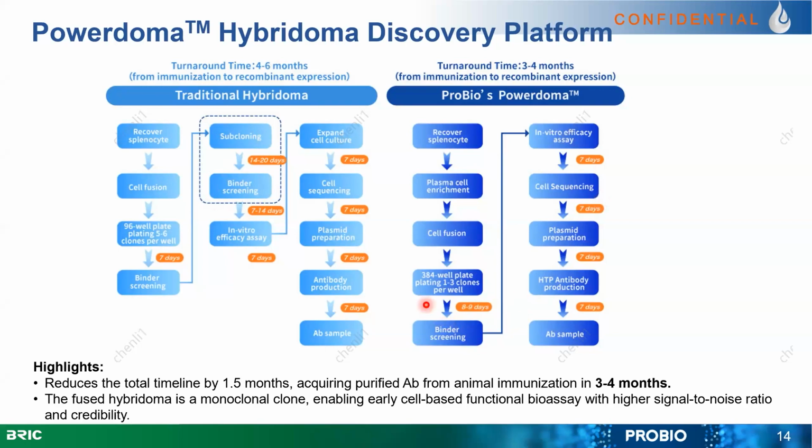Moreover, the monoclonal state strategy at the very beginning facilitates the supernatant-based in vitro efficacy screenings, enabling us to identify the functional candidates, the ones with a biological function, at a much earlier stage. And it can reduce the resources wasted on those binders that are not functional.